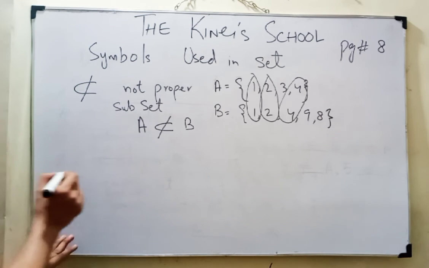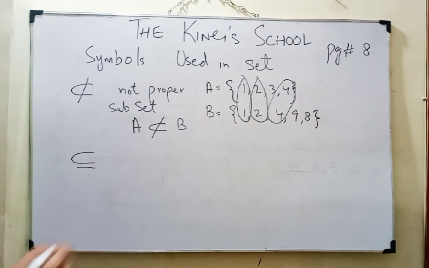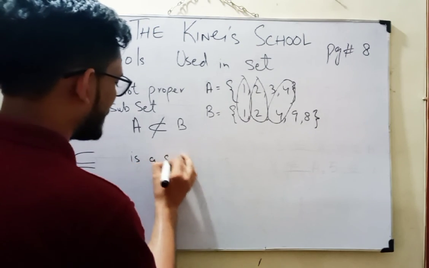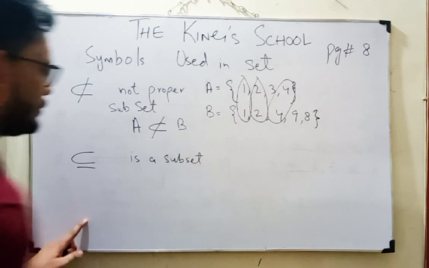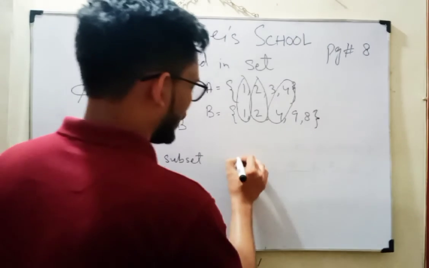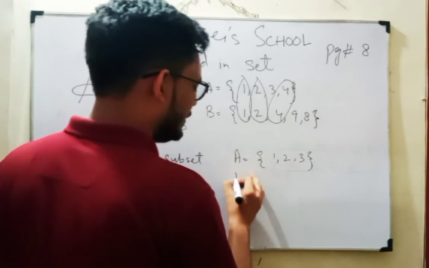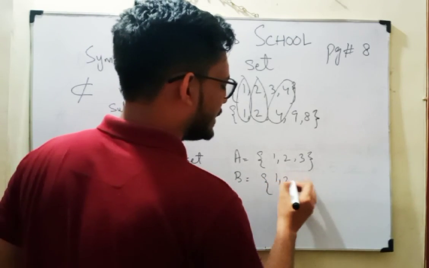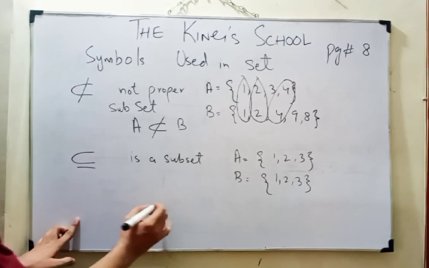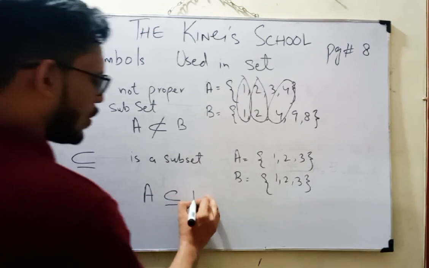Now move towards our 8th symbol, that is subset, in which the elements of A are exactly the same as the elements of B. For example, A is 1, 2, 3, and we have B with the same elements. So we can write A is a subset of B.